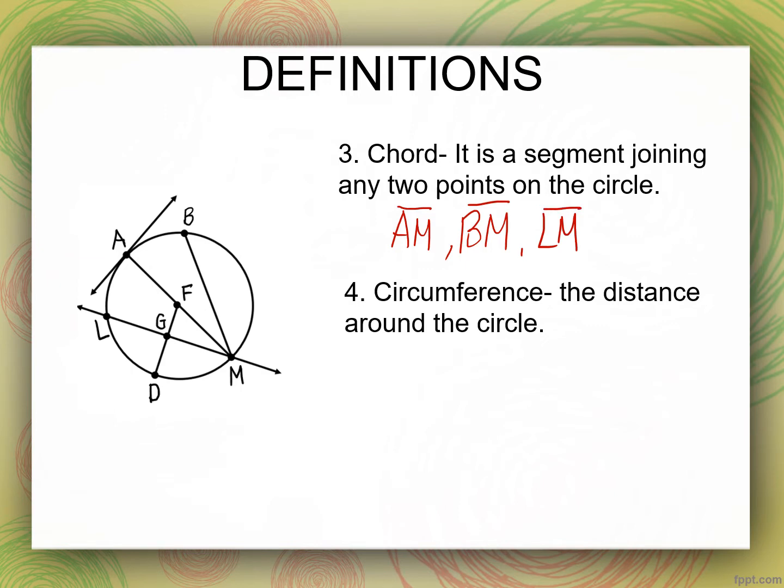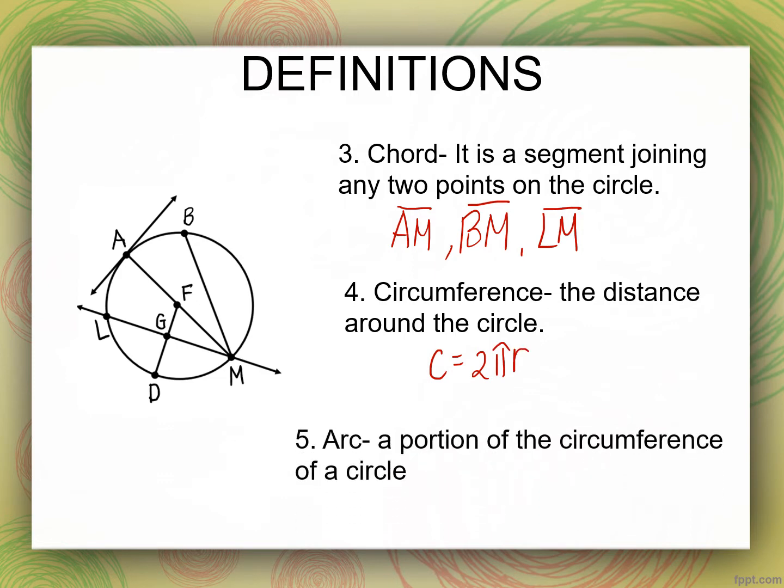Okay, let's continue. Let's have number 4. Circumference. It is the distance around the circle. So recall the formula for your circumference. It's 2 pi r.